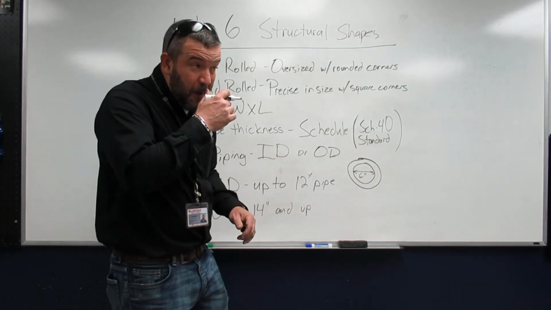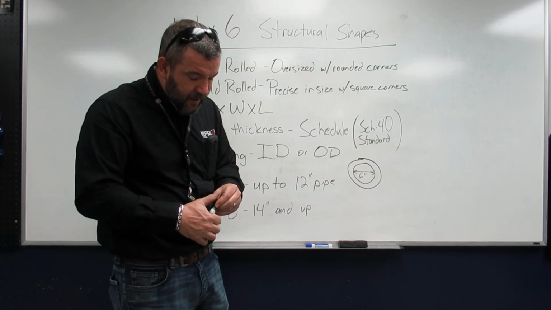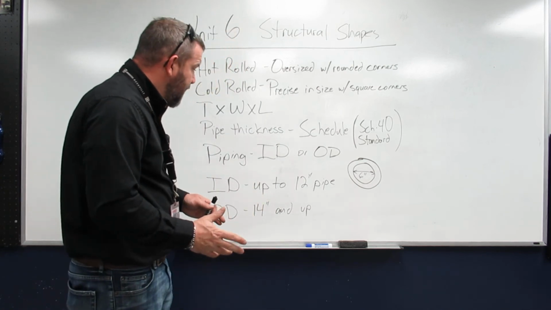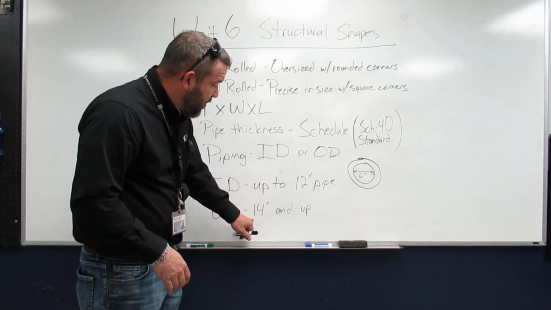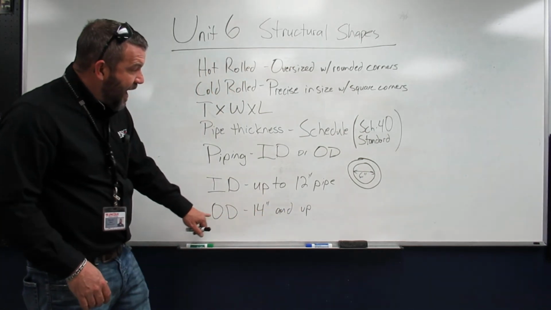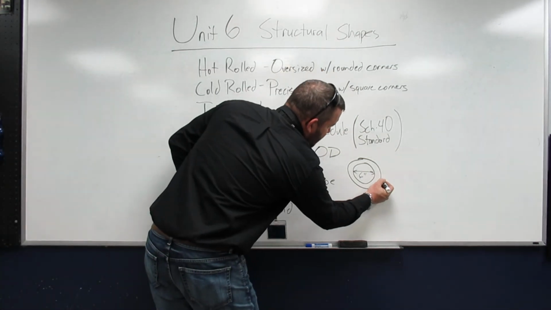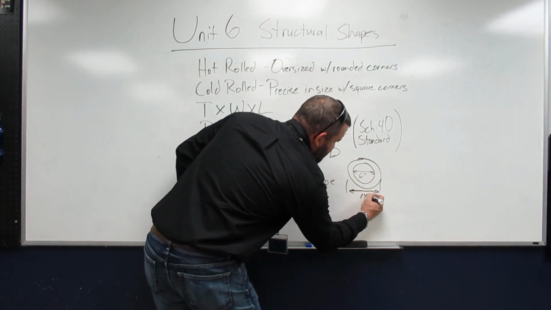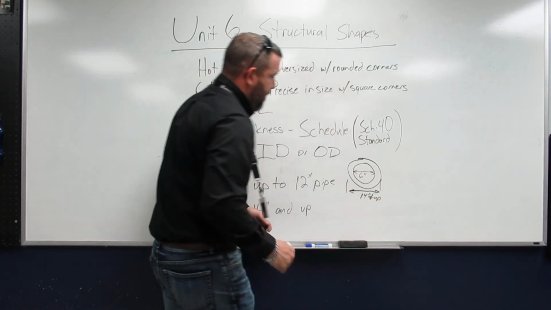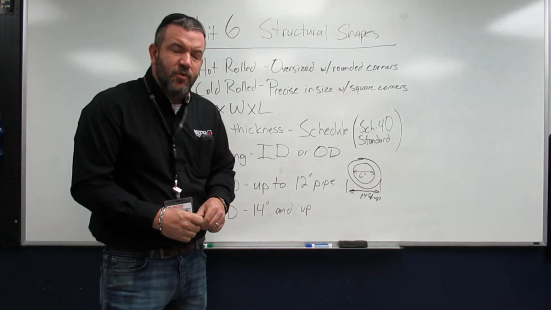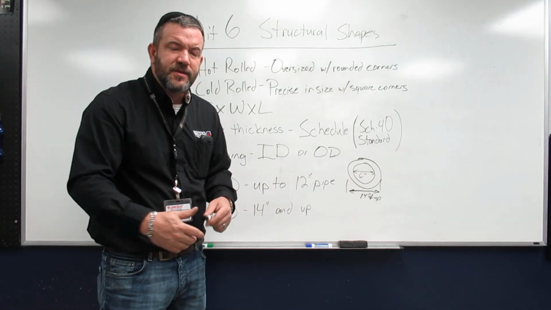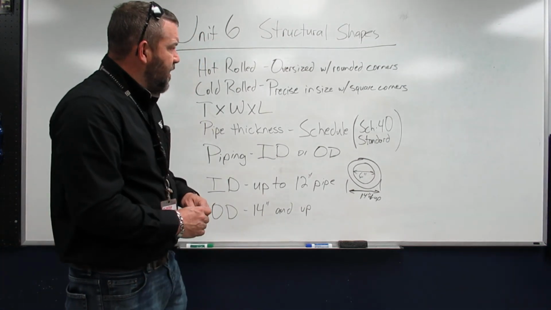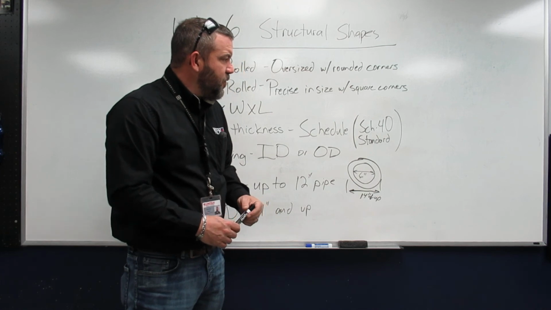Now I'm not aware of any 13-inch pipe out there. I don't think there is, I've never seen it. So I'm going to say it's safe to say that from 14 and up, it goes by outside diameter when you're indicating size. So that's 14-inch and up. So you have inside diameter up to 12 inches, and from 14 inches up, it starts going by outside diameter. And again, wall thickness is indicated with the word schedule, schedule 40.